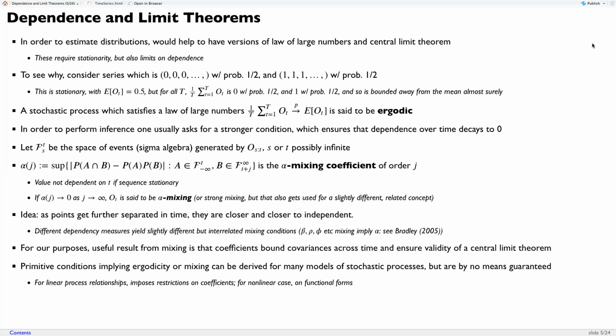And so telling you almost nothing is formalized by some measure of statistical dependence. It can be covariance, which gives you rho mixing. It can be total variation distance, which gives you beta mixing, or it can be this distance between the intersection and the product, which gives you alpha mixing. So is this supremum taken over T? Sorry, the supremum is taken over events A and B.